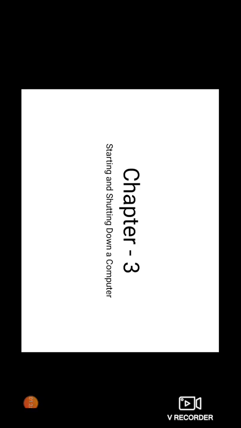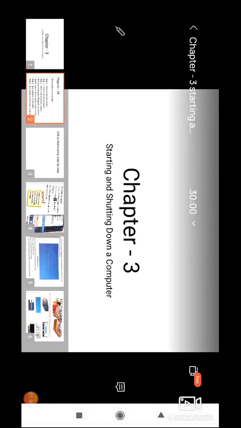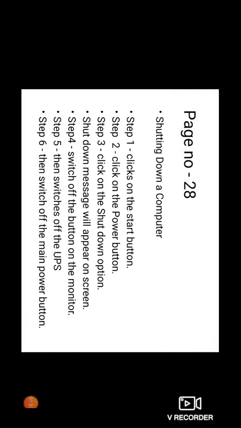So, the steps to shut down the computer are also given, dear children, in your book on page number 28 and 29. So, what are these steps? Shutting down a computer. Step 1 is click on the start button. Step 2, click on the power button. Step 3, click on the shutdown option. Then a shutdown message will appear on the screen. Step 4, switch off the button on the monitor. Step 5, then switch off the UPS. And step 6, last step, switch off the main power button.